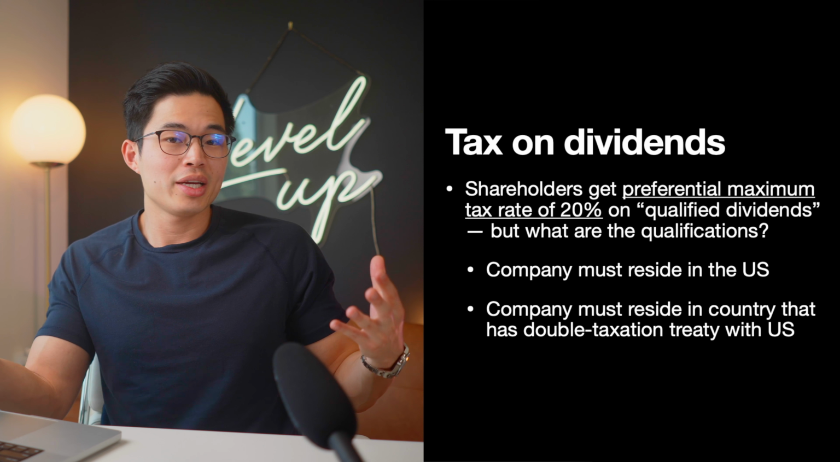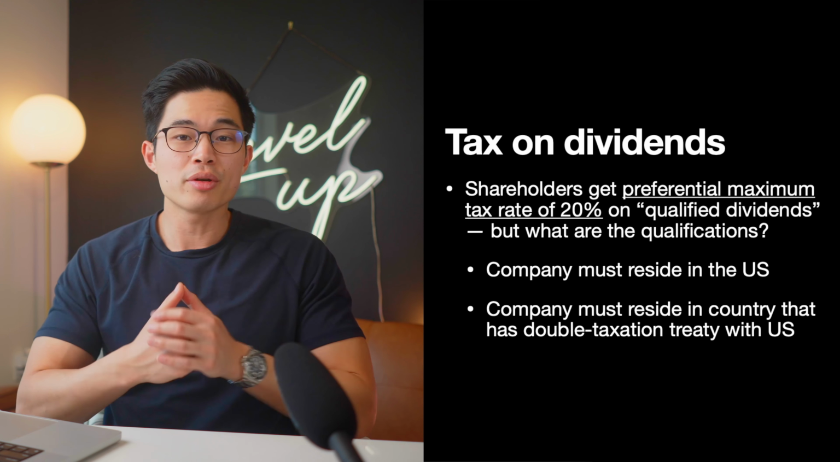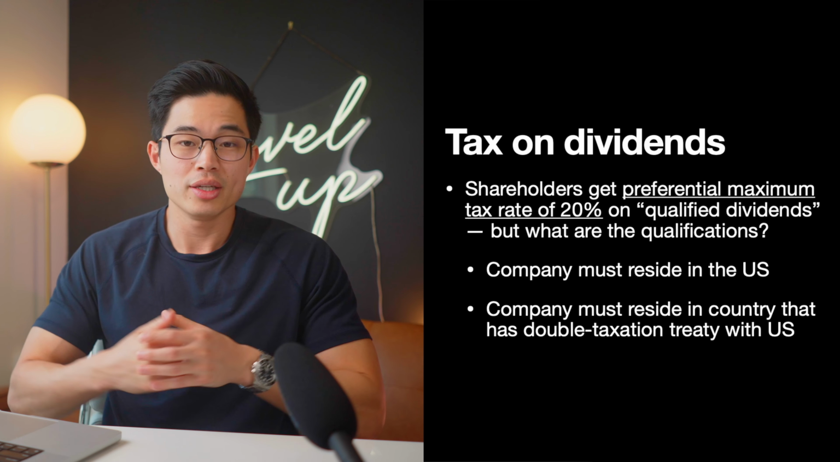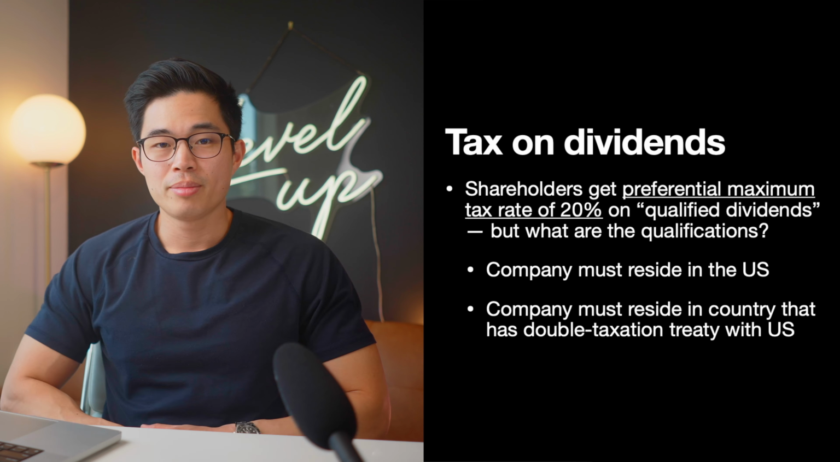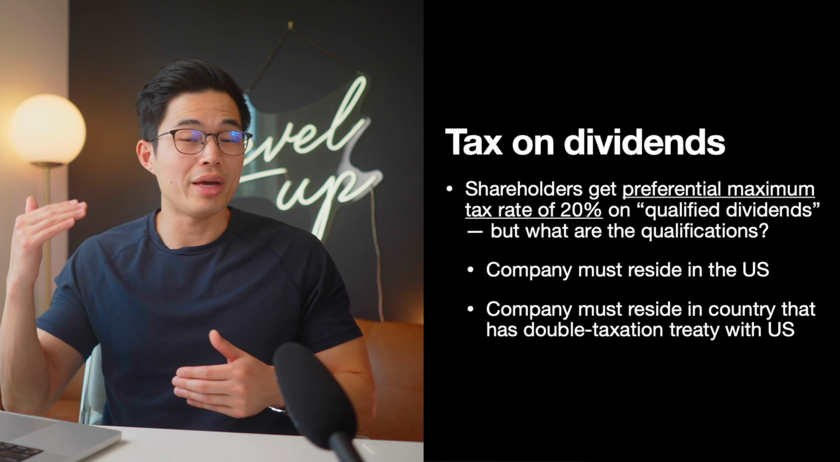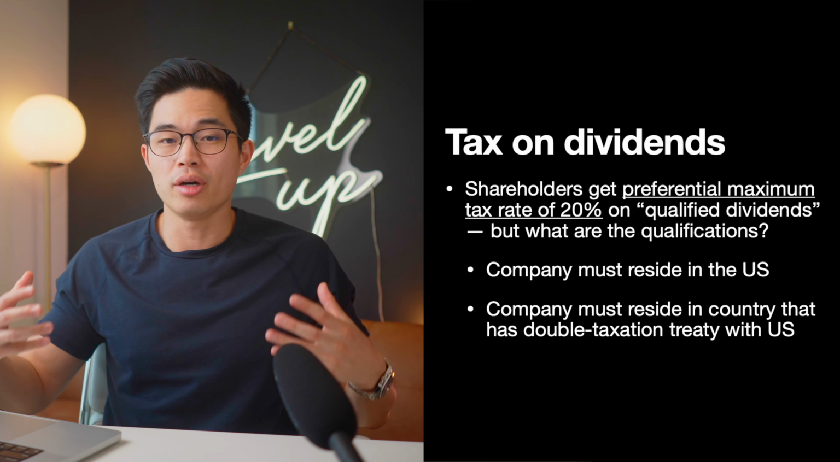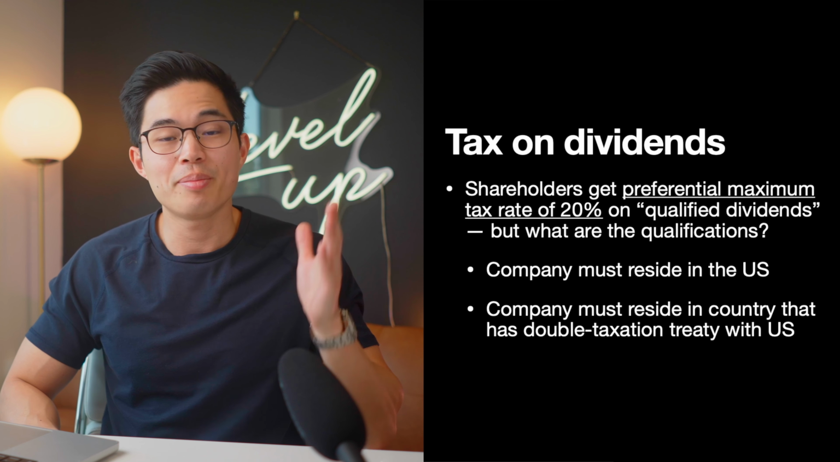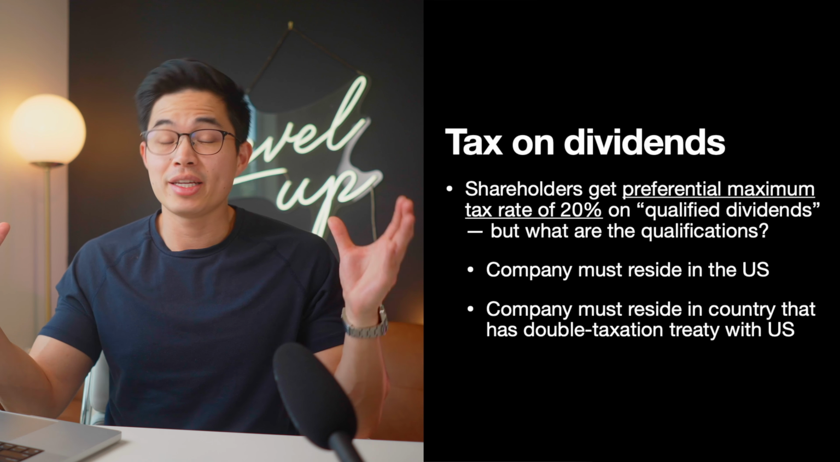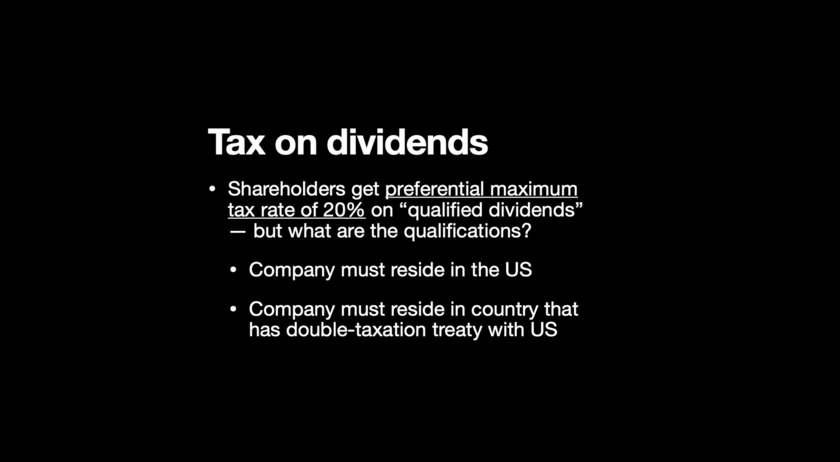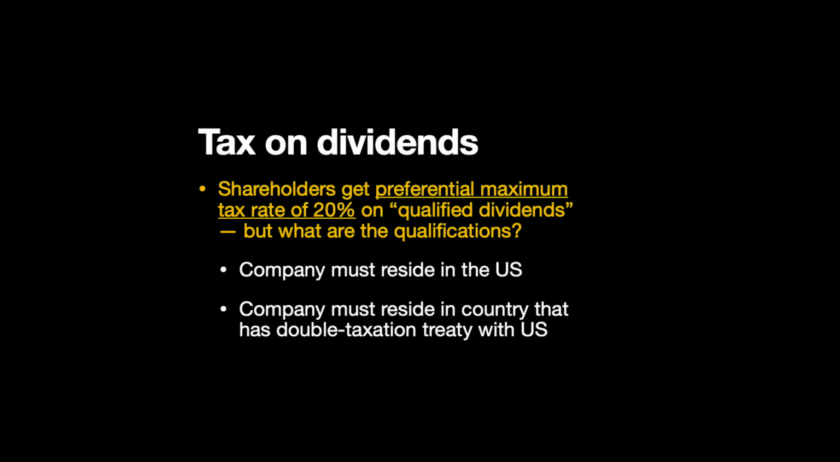With how the stock market has been going recently, a lot of people are starting to focus their attention more on investing in dividend stocks, because these types of stocks give you a more reliable return on investment with those dividend payments. And dividend payments are actually tax advantaged in certain situations. Shareholders get a preferential maximum tax rate of 20% on qualified dividends, but they do need to qualify.